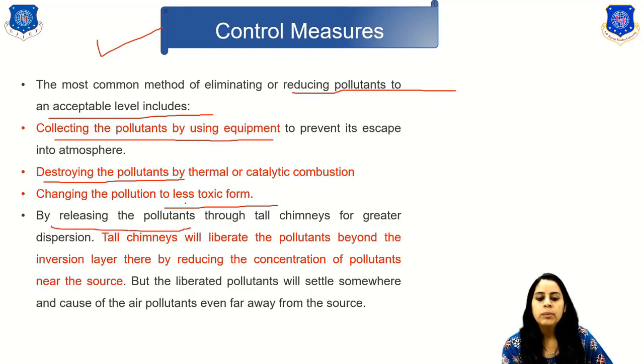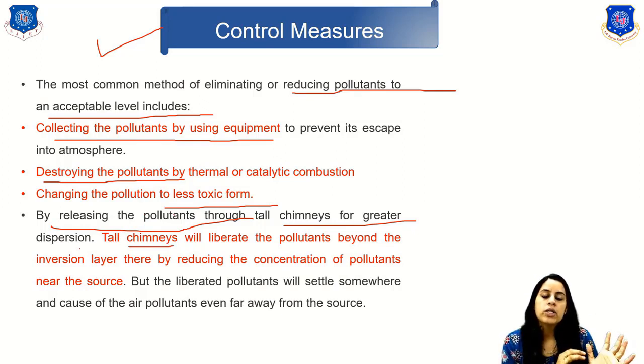Then by releasing the pollutant through a tall chimney for greater dispersion, the tall chimney will liberate the pollutant beyond the inversion layer, thereby reducing the concentration of pollutant near the source, right? But the liberated pollutant will settle somewhere and cause air pollution even far away from the source. Okay.